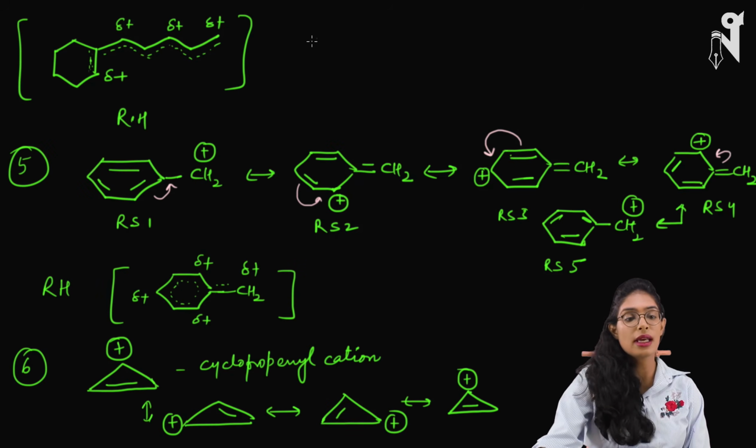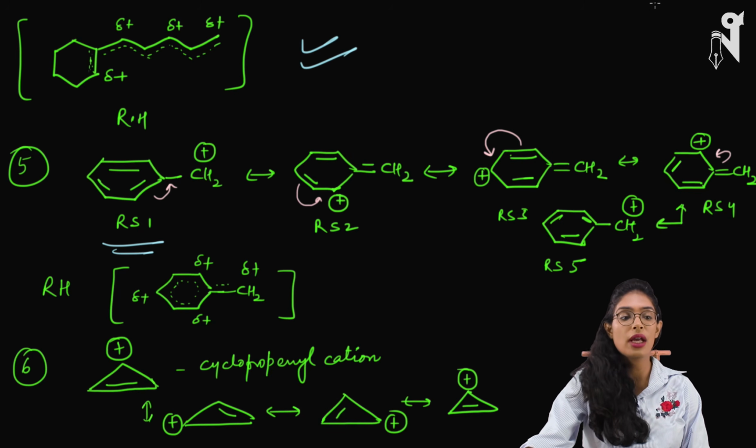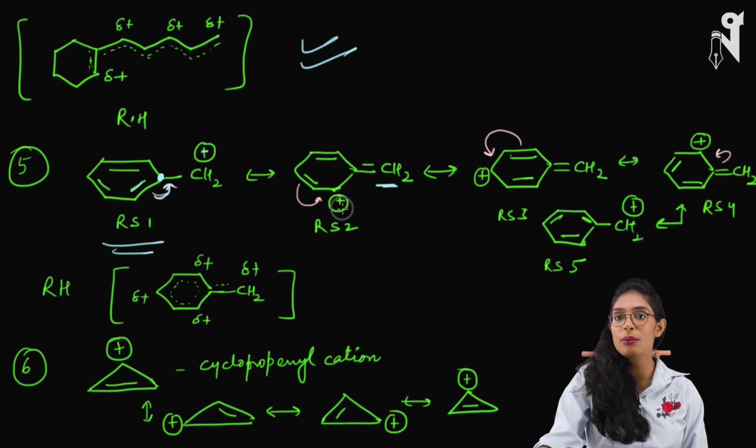This example we have just discussed. Next is benzene with CH2 and a plus charge. Here also you have to look at it very, very carefully. What is happening here is again this double bond and this plus charge are on alternate positions. This is in conjugation. This double bond will be broken in such a way that this carbon will get a negative charge and a new pi bond will form. So a new pi bond has formed over here and the plus charge has come over here. This is your resonating structure 2.